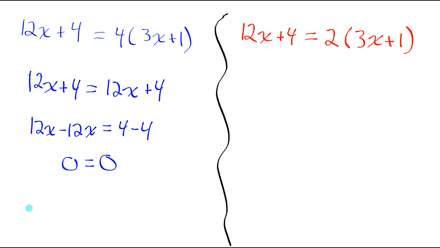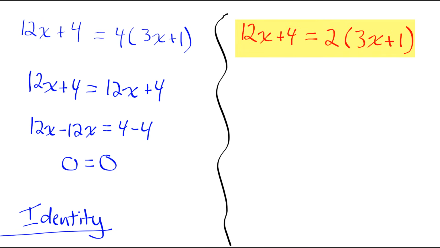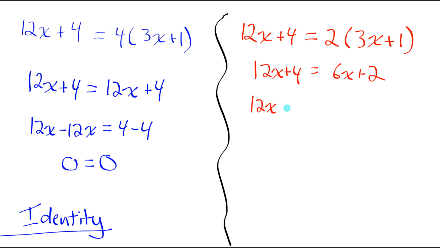An identity is an equation that is true for all values of the variable. The equation on the right, however, is not true for all values of the variable. There's only one value of x that makes the left side equal to the right side. And let me show you. If I tried to solve this one, 12x plus 4 equals 6x plus 2, I'll rearrange this. And I get 6x equals negative 2. And I would get x equals negative a third.